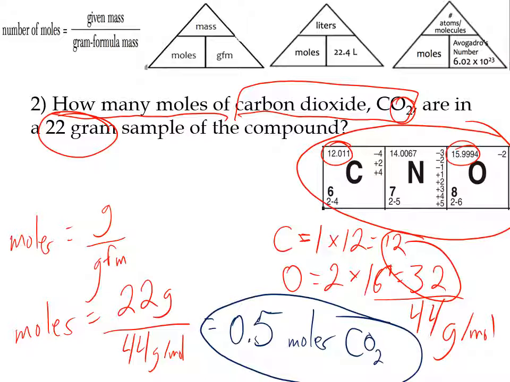That's like saying something weighs 44 pounds. If you only actually have 22 pounds of it, you only have half of what you'd expect. So 0.5 moles of carbon dioxide is equal to this 22-gram sample of carbon dioxide.